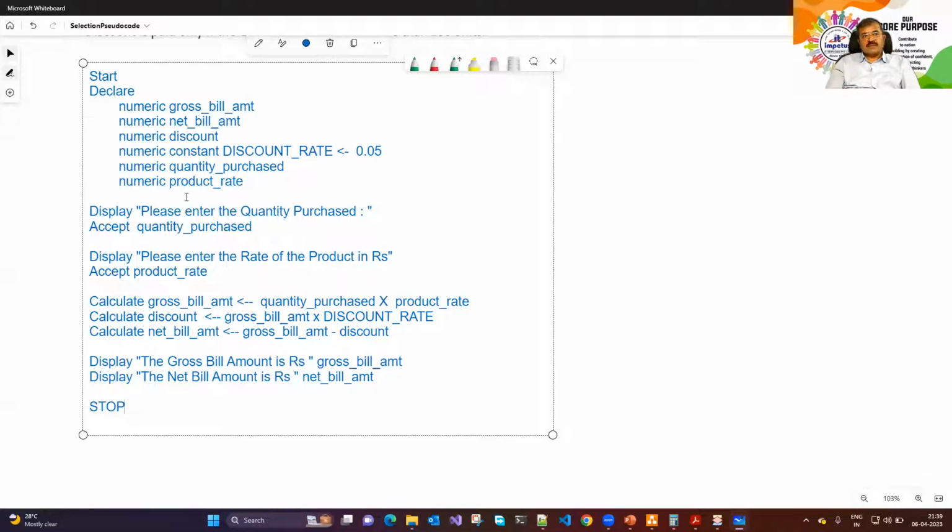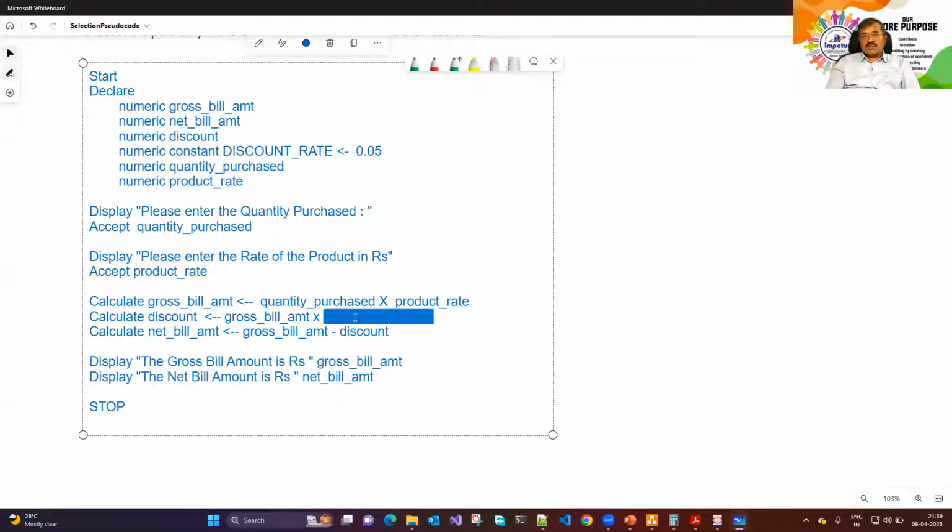So we declare all the variables that are required. We initialize the constant variable. We say enter the quantity purchased. We accept the quantity purchased. We display enter the rate of the product in rupees. We accept the product rate. We calculate the gross bill amount, the discount, and the net bill amount. You couldn't have calculated net bill amount before calculating discount, because for knowing the net bill amount, you have to subtract discount from the gross bill amount. So obviously, discount calculation has to be done first.